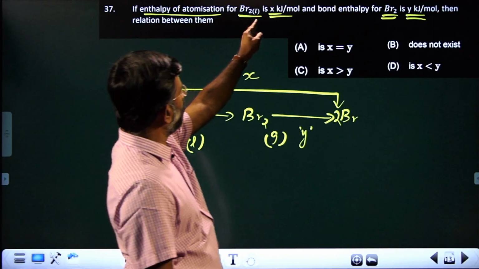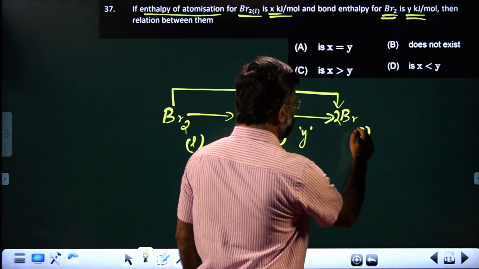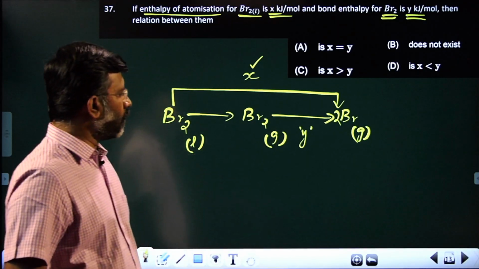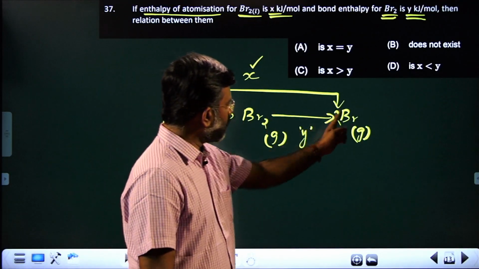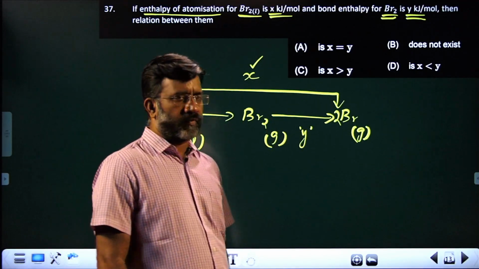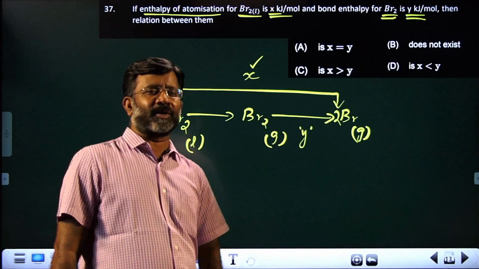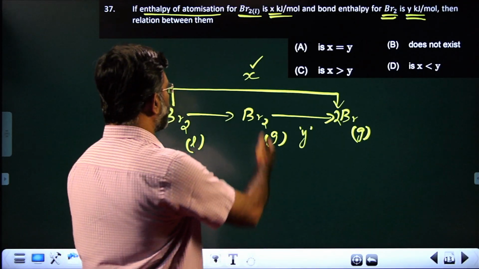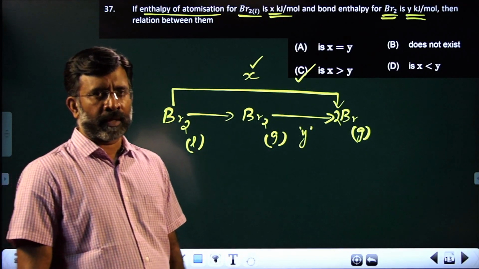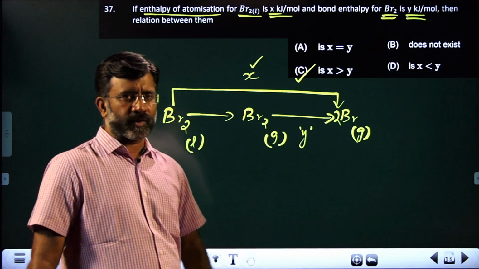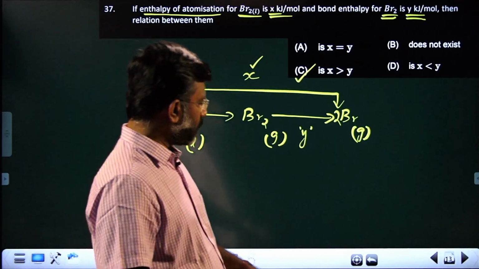Enthalpy of atomization of bromine liquid means Br2 liquid converted to 2Br in the gaseous state. The value is x kilojoule per mole. While the bond enthalpy for Br2 means Br2 gas converted to 2Br gas, the value given is y. You can easily conclude, simply looking at the arithmetic aspect of the reaction, that x is greater than y. Option C is the correct answer, because energy will definitely be required for this process, no? It is a simple arithmetical idea. Okay, next question.